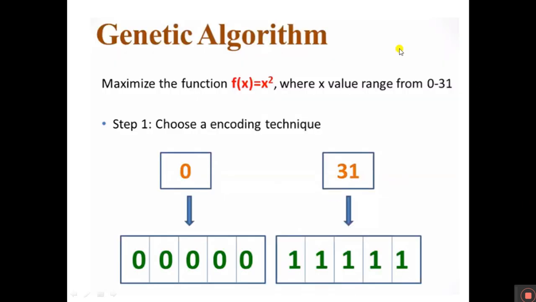Now, for example, I am taking an example. Minimize the function f of x equal to x square, where x value varies in the range 0 to 31. So for genetic algorithm, step 1, choose an encoding technique. We have different encoding techniques. So for this, we are choosing binary encoding type with the 5-digit representation of this number. For example, 0 I am taking as 0, 0, 0, 0, 0. 31 I am taking as 1, 1, 1, 1, 1 in the 5-digit representation.